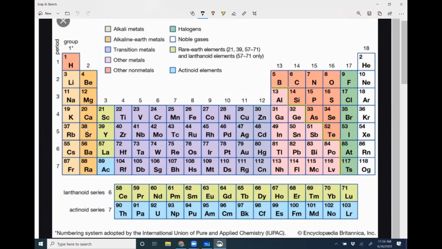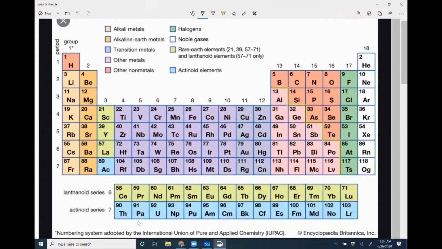These guys right here are called the alkaline earth metals. They are softer than other metals, but not that soft. They have low melting points, but not as low as the alkali metals. And they are reactive, but not as reactive as the alkali metals. And they like to form +2 ions.